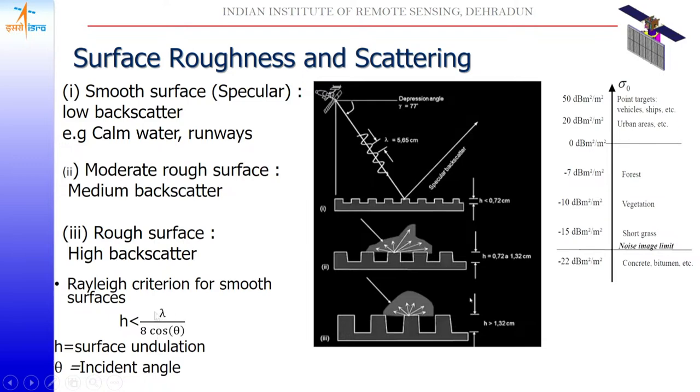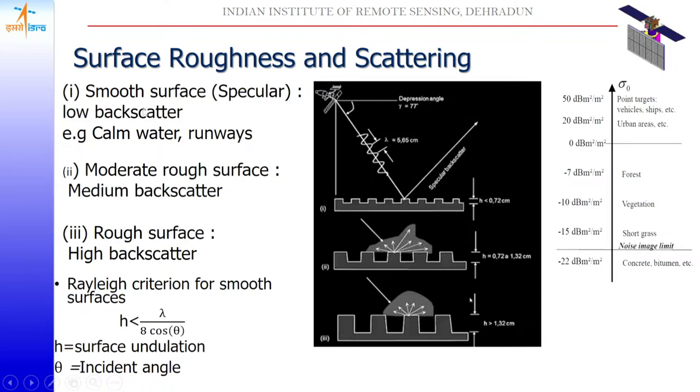What is lambda? Lambda is the wavelength, meaning this backscatter energy will depend on the wavelength, and theta is the incident angle or look angle. So the SAR will say a particular surface is a smooth surface if it follows this criterion, meaning the undulation in the surface is less than lambda by 8 cos theta, then for the SAR the target is a very smooth target.